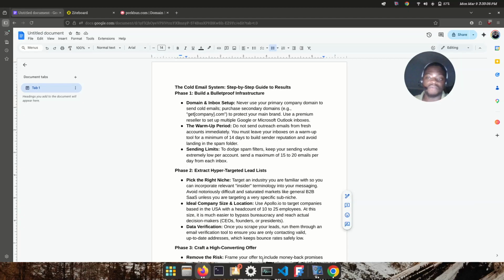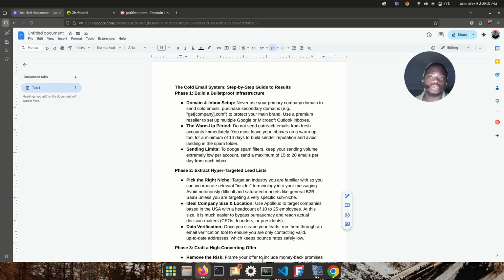And then data verification. When you get your data from Apollo, it's more of a database, so it's not always up to date and in real time. You would want to use secondary software to verify that the emails are still useful and can still be delivered to. So once you scrape the leads, run them through an email verification tool to ensure that you're contacting valid, up-to-date addresses, which keeps bounce rate safely low.